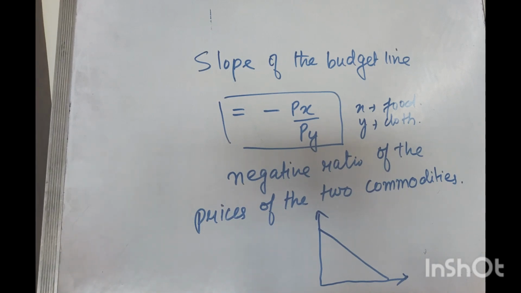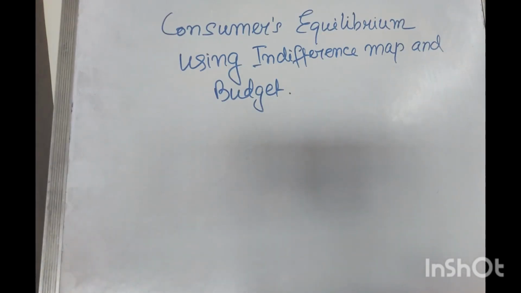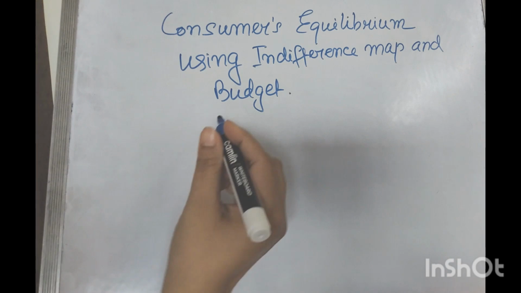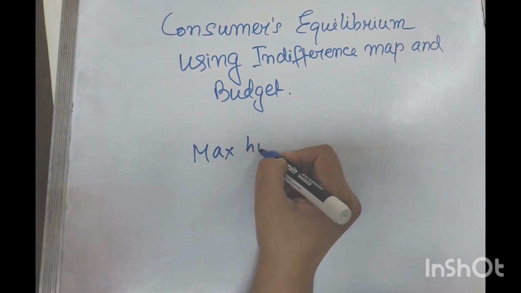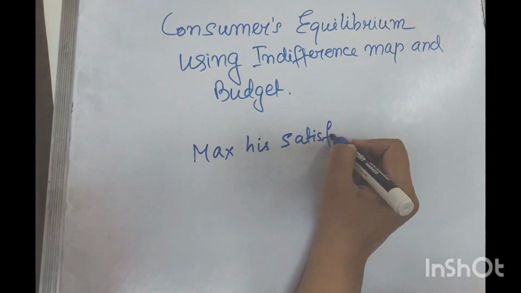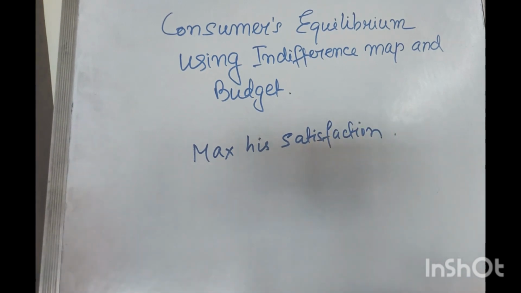Now, with the help of this budget line and the indifference map, we are going to show the consumer's equilibrium. Will the consumer attain his equilibrium when he maximizes his satisfaction? At that point only the consumer will attain equilibrium, provided his money income and the prices of the two commodities are given.